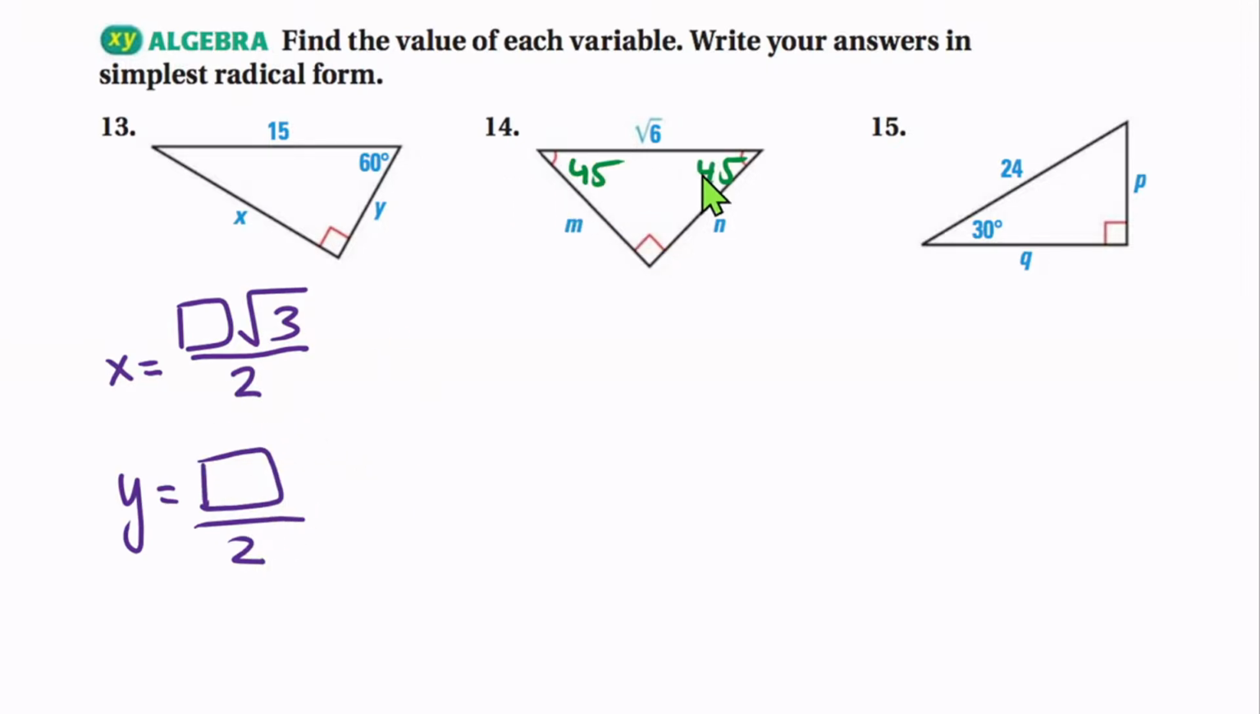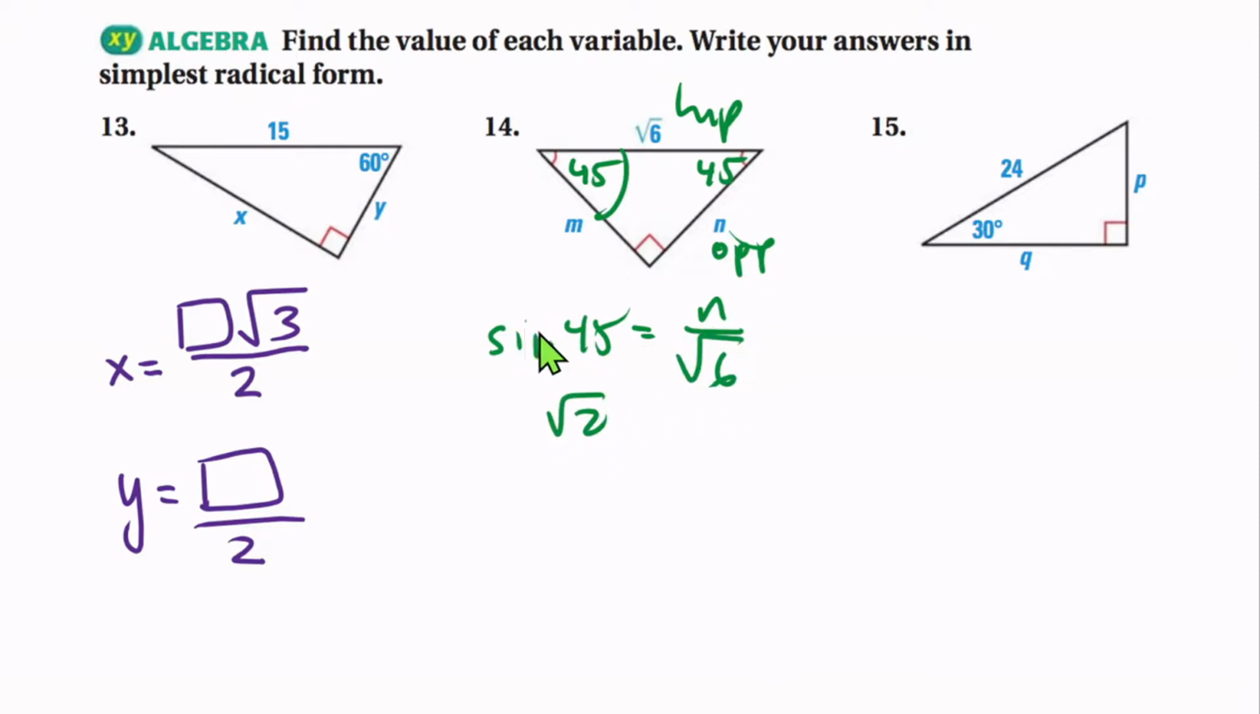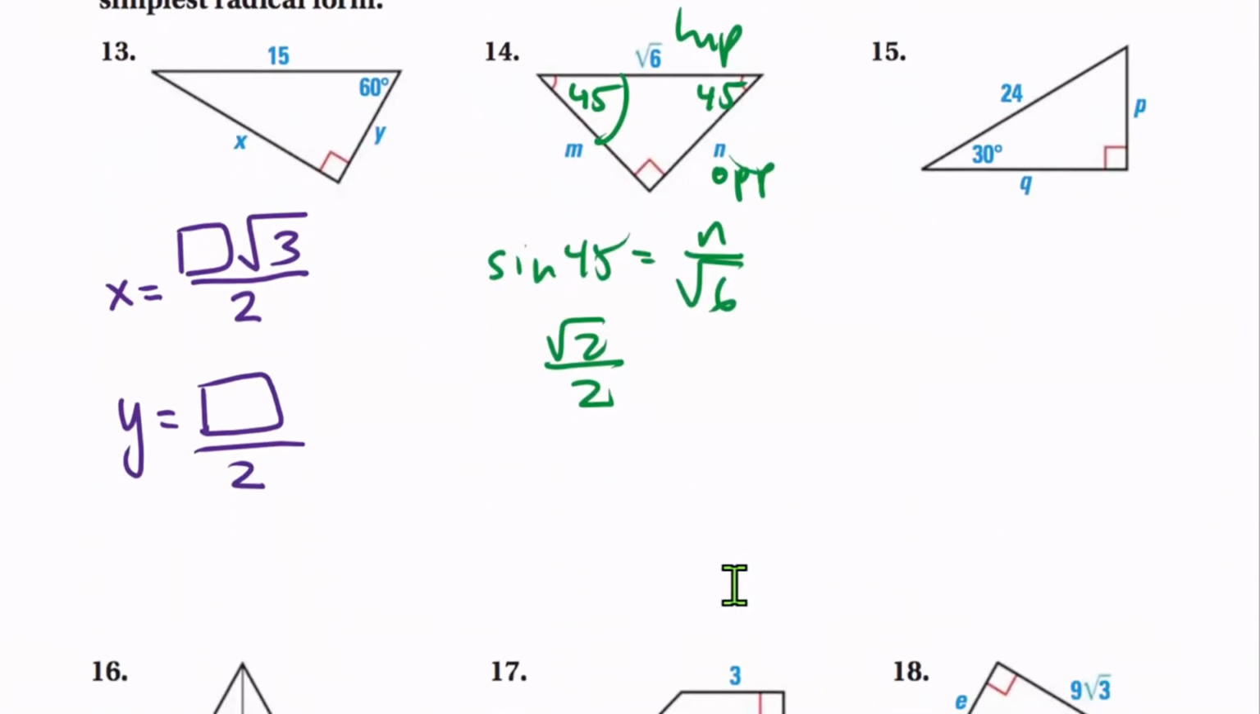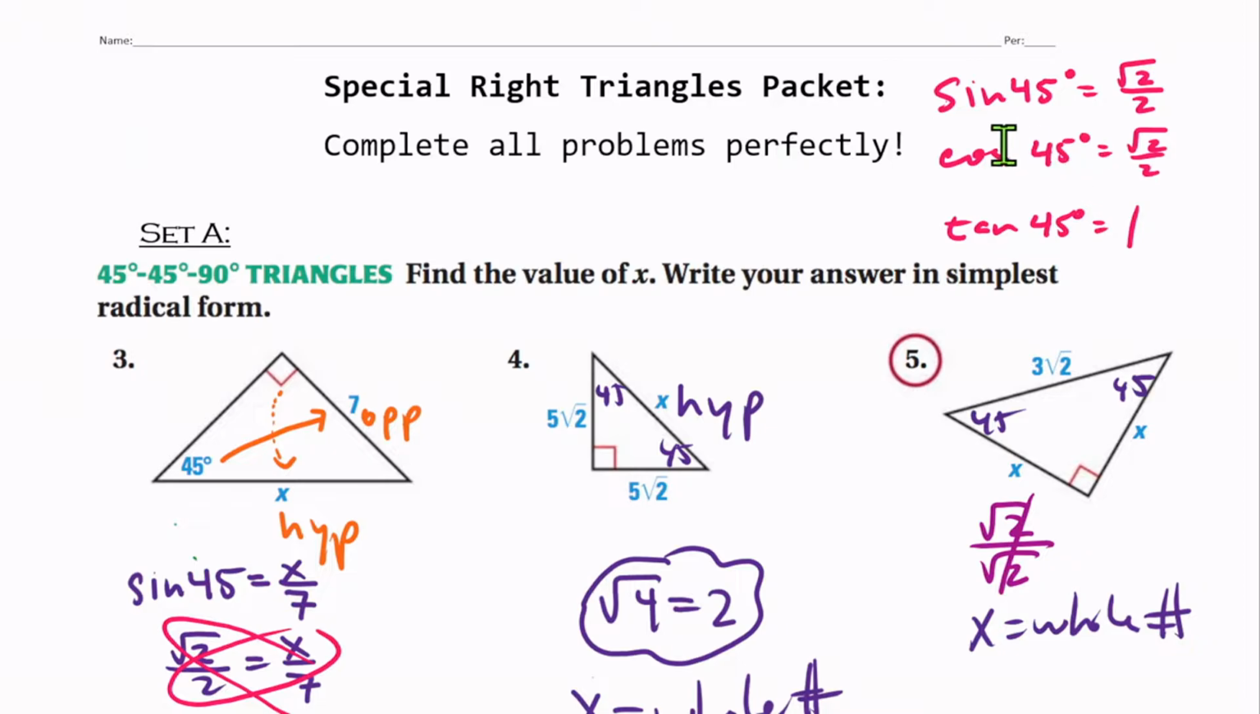I super hope you realize that 14 is a 45, 45, 90. So you'd say, okay, m and n are going to be the same, right? And hopefully you're realizing, oh, it's easy. I could say sine of 45 and just choose either 45. It doesn't matter. This would be the opposite over hypotenuse, and this opposite over hypotenuse would be n over square root 6. And now we solve. Remember, sine 45 is square root 2 over 2, which we had way up here at the top of the document.